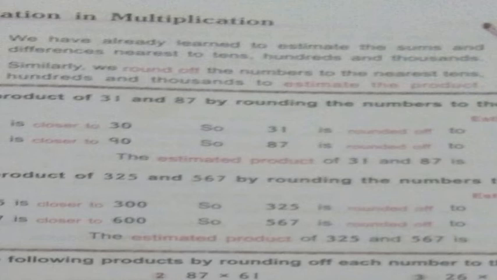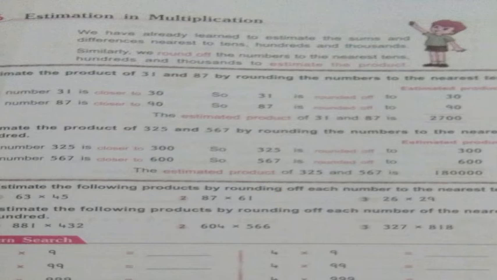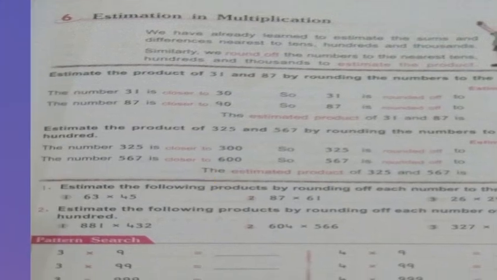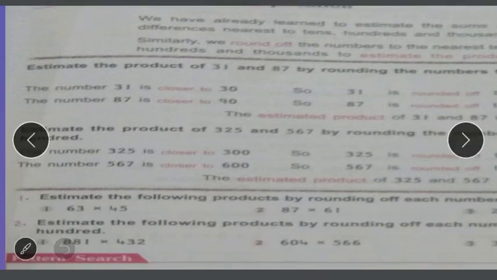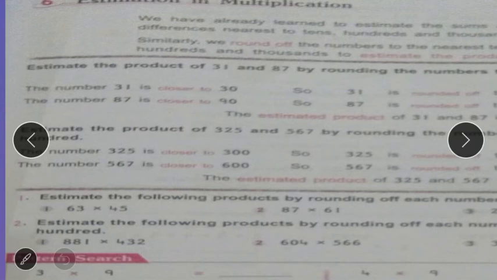Similarly, we round off the number to the nearest tens, hundreds and thousands to estimate the product. So you have to round off the number to the nearest 10 if it is asked. Otherwise, if the question says round off to the nearest 100, then you have to see the tens place. Look here, the number 31 is nearest to 30. As you have learned in estimating the sum and the difference, here also you have to round off the number. Like 31 is closer to the number 30.